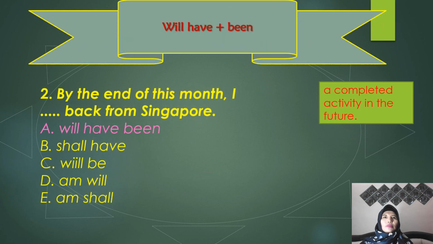Question number 2. By the end of this month, I blah blah blah back from Singapore. The correct answer is, by the end of this month, I will have been from Singapore. So the correct answer is A.